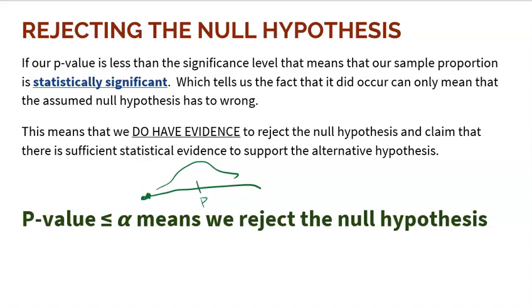So again, if the p-value is less than or equal to your alpha, your significance level, which is typically 0.01 or 0.05, this means that we're going to reject the null.